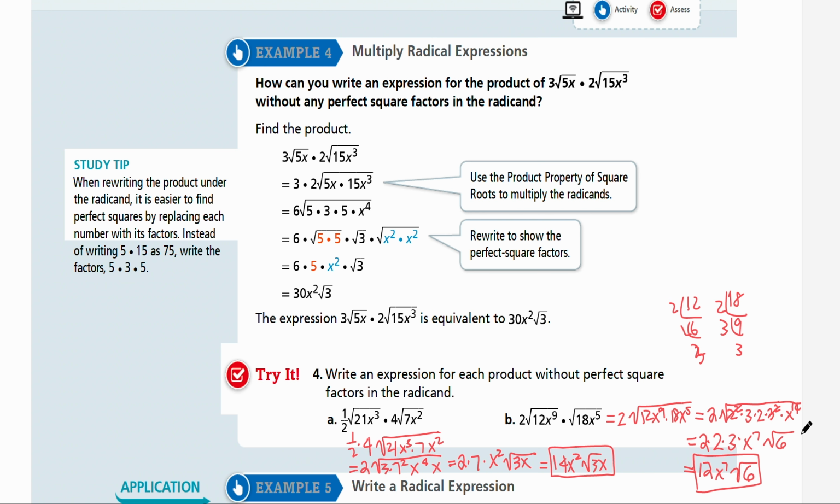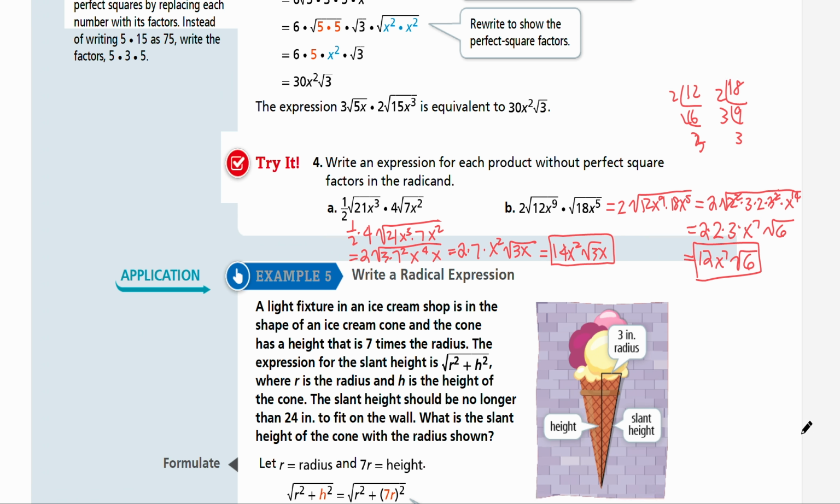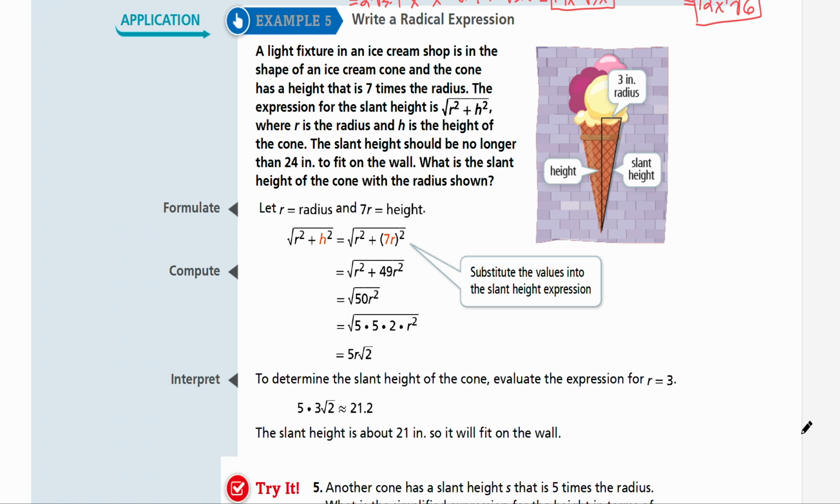So now let's look at an application problem. Example 5. Write a radical expression. A light fixture in an ice cream shop is in the shape of an ice cream cone, and the cone has a height that is 7 times the radius. The expression for the slant height is root r squared plus h squared, where r is the radius and h is the height of the cone. The slant height should be no longer than 24 inches to fit on the wall. What is the slant height of the cone with the radius shown?